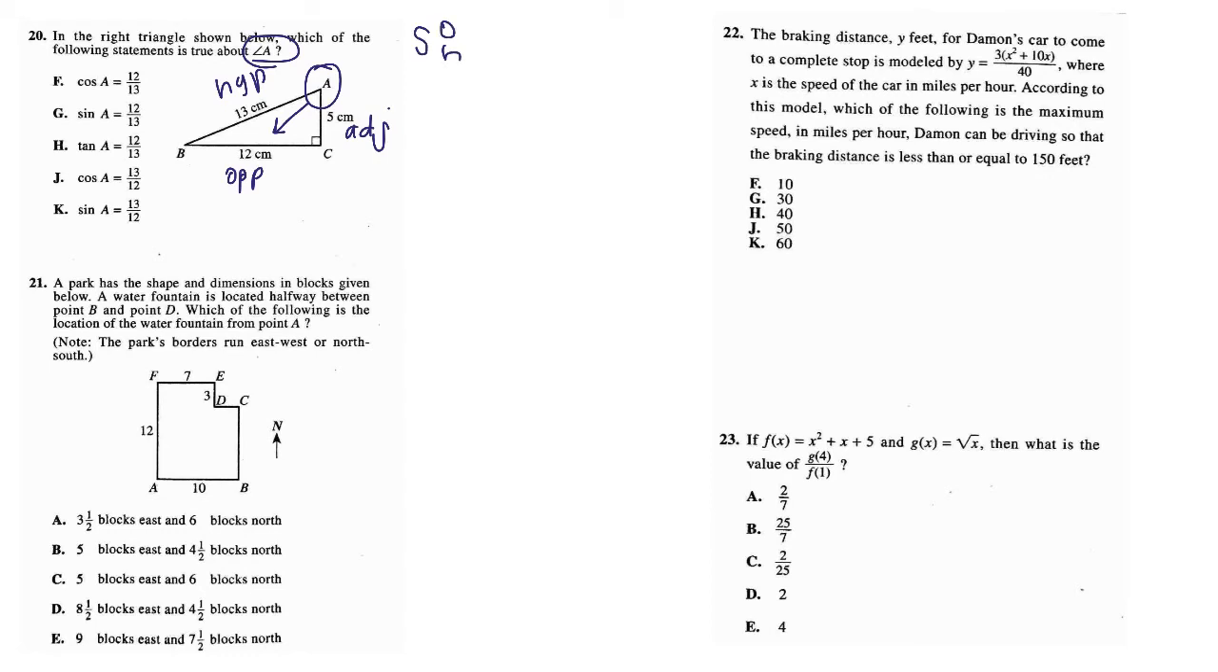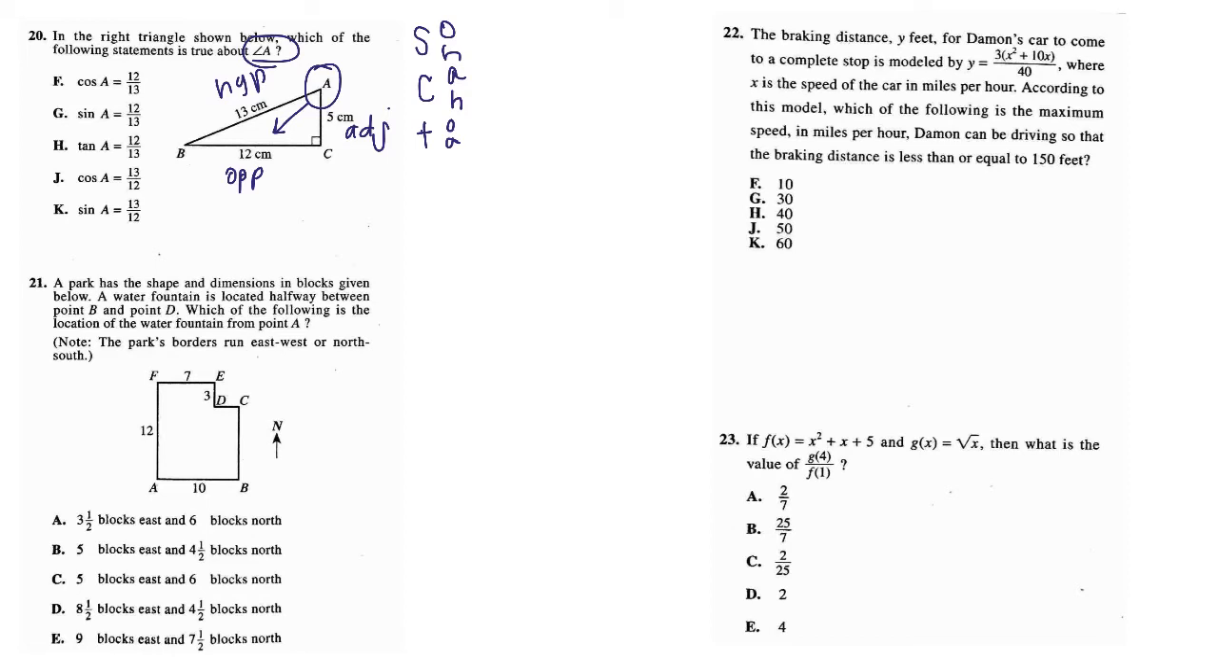So that's going to be sine is opposite over hypotenuse, cosine adjacent over hypotenuse, and tangent is going to be opposite over adjacent. So that's why we call this SOHCAHTOA. And so let's look over at A, and let's try to see, well, which of these answer choices is true.